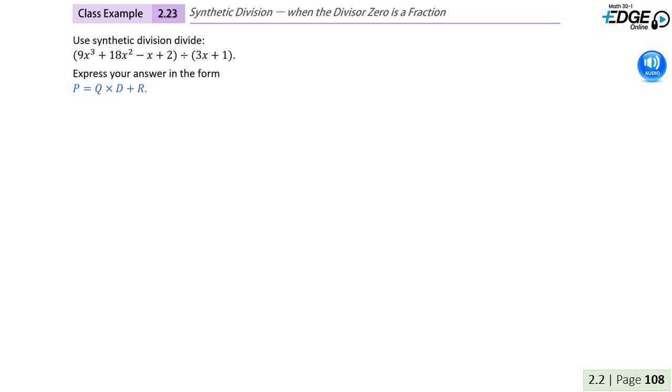Class example 2.23 gives us another opportunity to walk through synthetic division when the binomial has a lead coefficient other than 1. Here, we're given another cubic expression dividing by 3x plus 1. We start by writing the coefficients of our polynomial. Here we have a 9 for x cubed, an 18 for x squared, a negative 1 for x, and a positive 2 as our constant term.